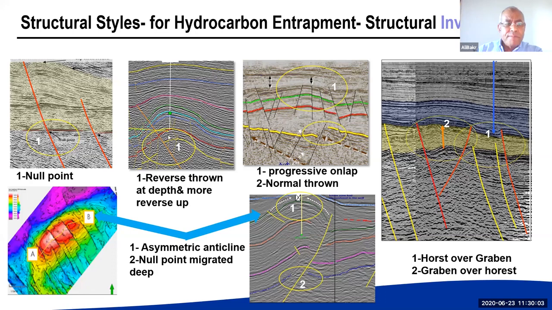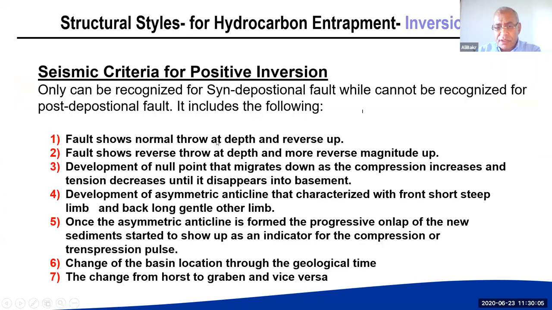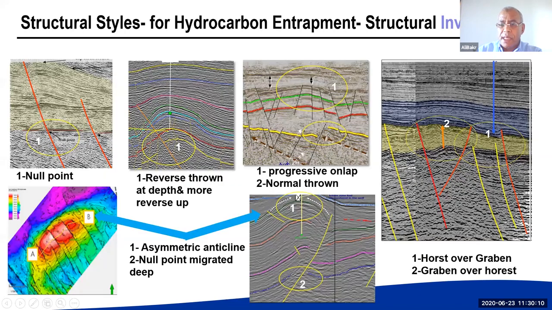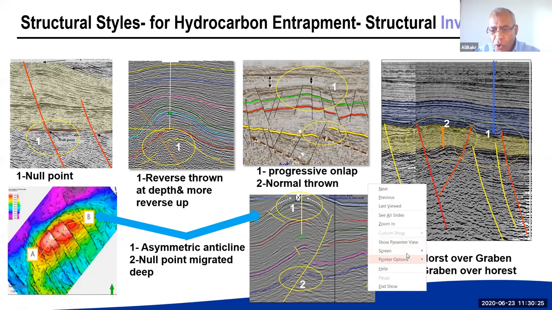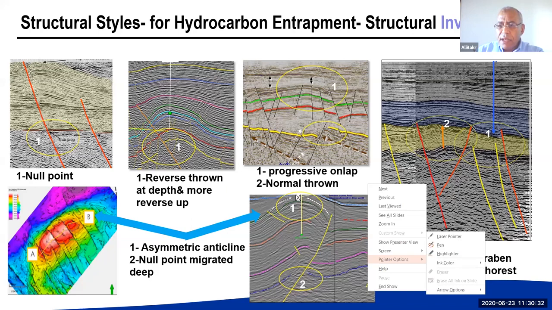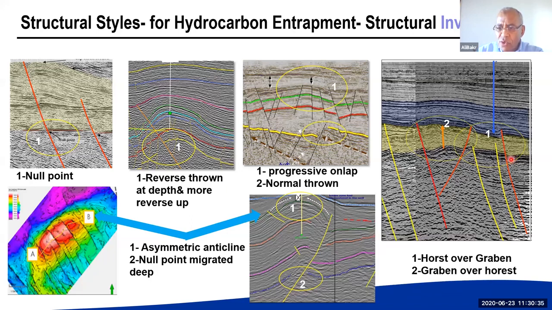If you have a fault on the cross section showing normal throw at depth and reverse throw up, as an example in here. Look at that fault. This fault is showing, let me change my pointer so you can see it like a laser. Look at the red fault in here. You can see that the throw of that fault is normal at depth and reverse up.